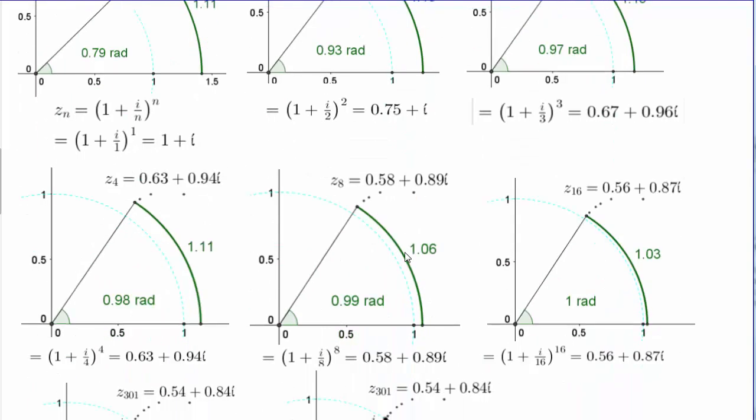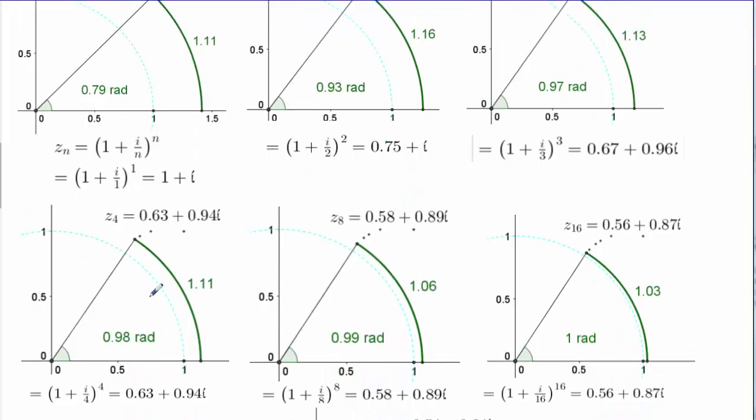Let's keep going. z sub 4, which is (1 + i/4)^4, and we're going to see another movement here. It gets a little bit farther to the left, a little less real, a little less imaginary. Let's jump a little faster. Let's look at the 8th number in the sequence, (1 + i/8)^8. And now we see that it's moving down this way.